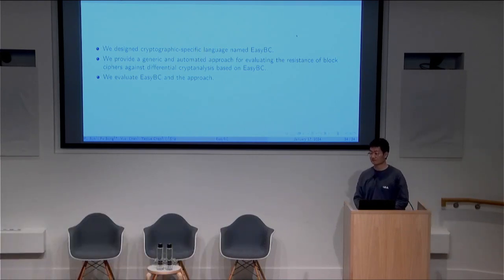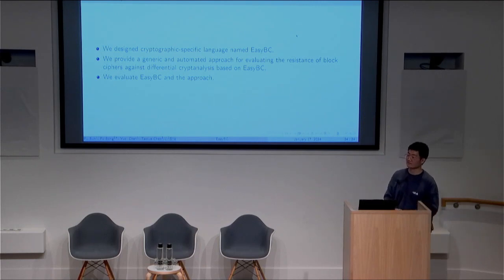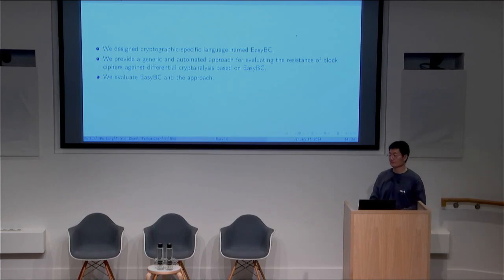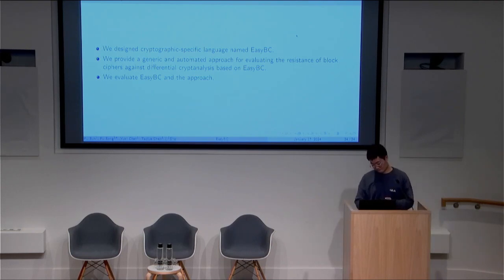Thank you for the talk. Maybe I missed the point. What kind of code do you generate? Do you generate assembly code, C implementations? And second question, how does EasyBC compare to other DSLs such as Jasmin?